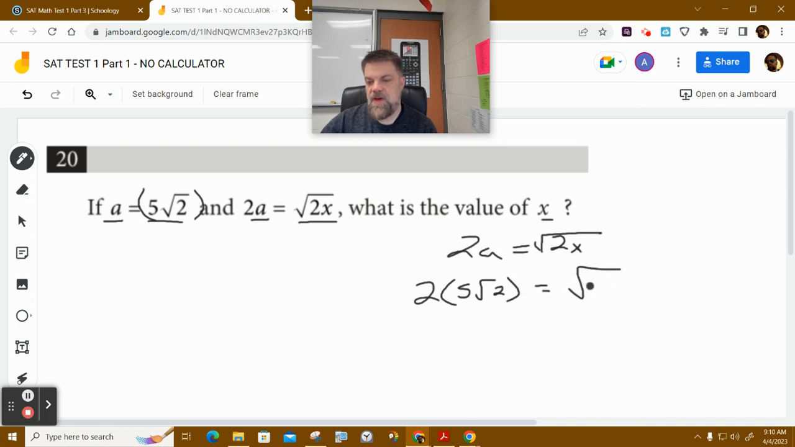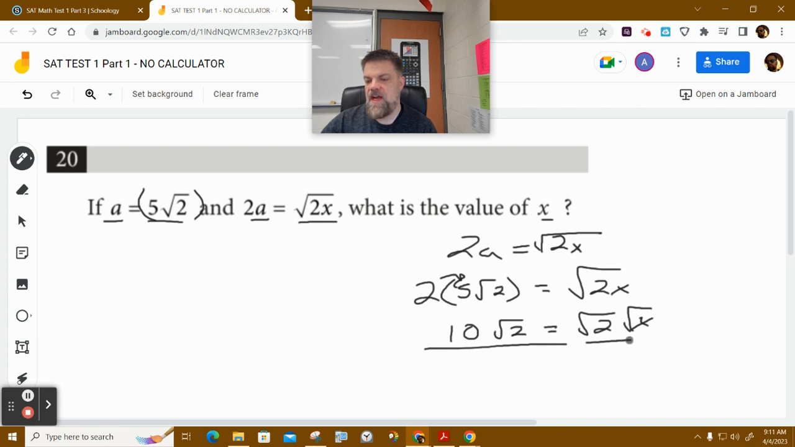Now, the reason I do it that way is because now I have a number and an x. So this becomes 2 times 5. You only have to multiply by the 5. 10 root 2 is equal to the square root of 2 times the square root of x. So I'm separating those.